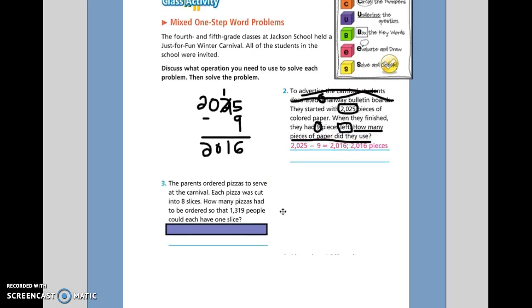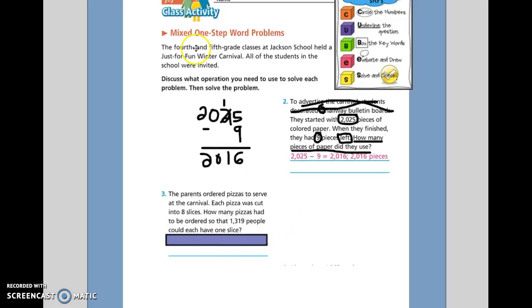Now let's go on to this problem here. It says, the parents ordered pizza to serve at the carnival. Each pizza was cut into 8 slices. How many pizzas had to be ordered so that 1,319 people could each have 1 slice?